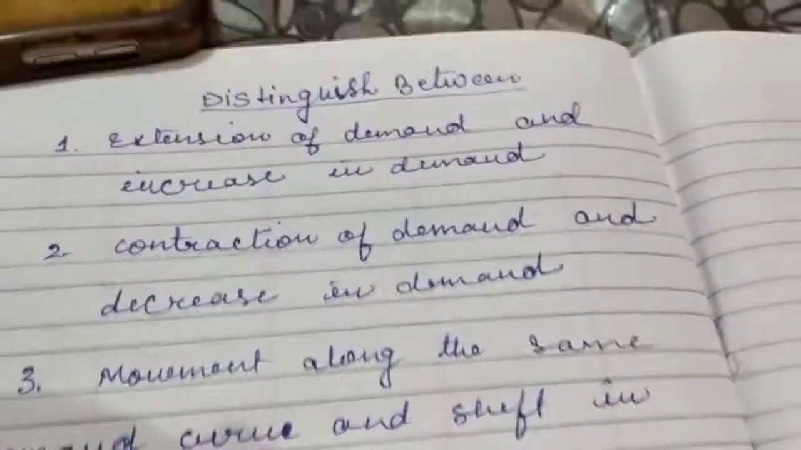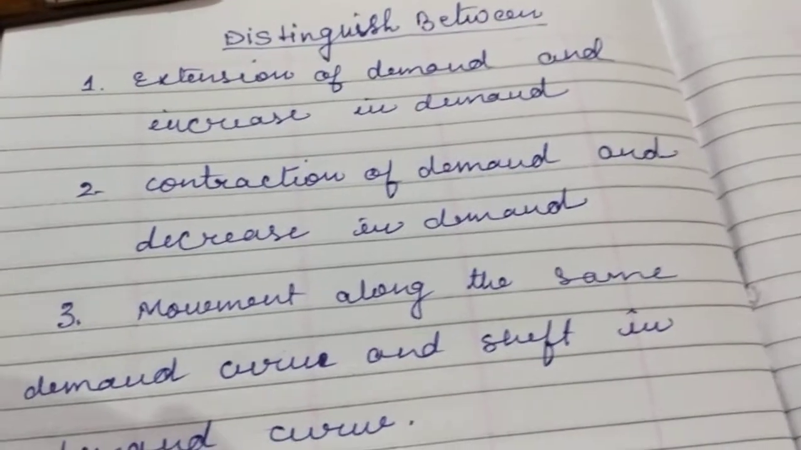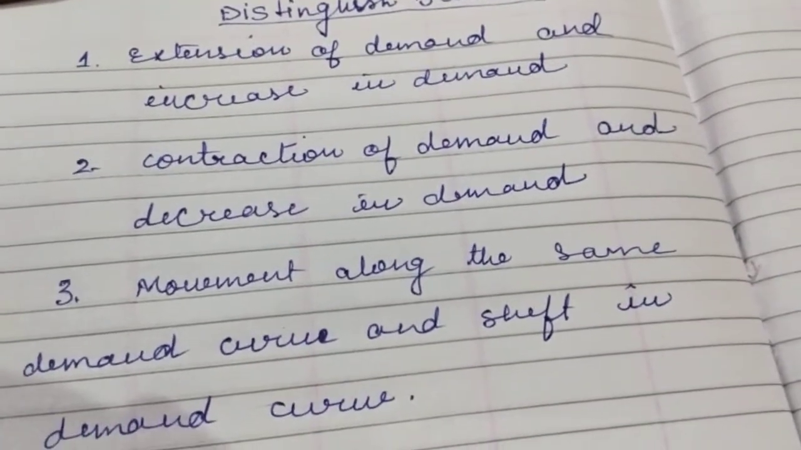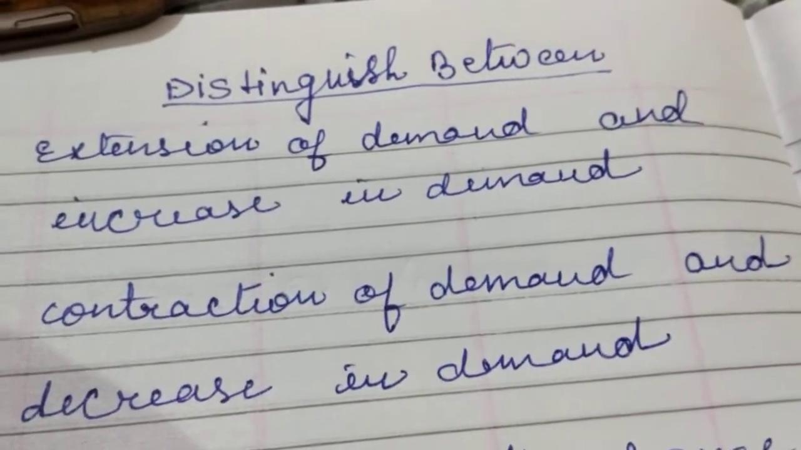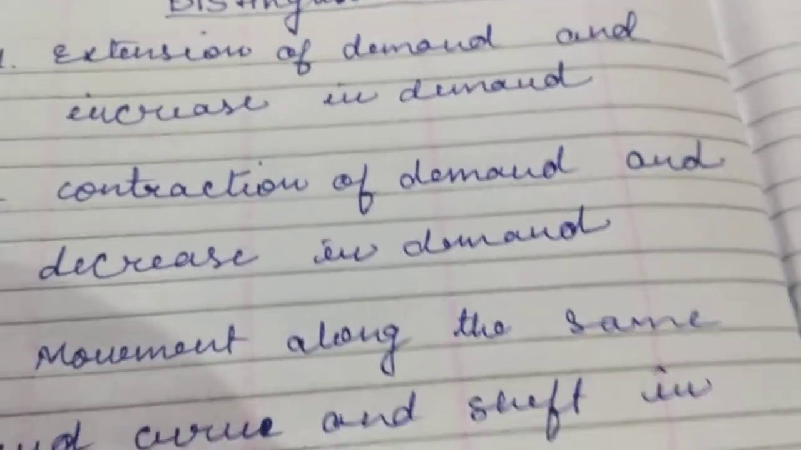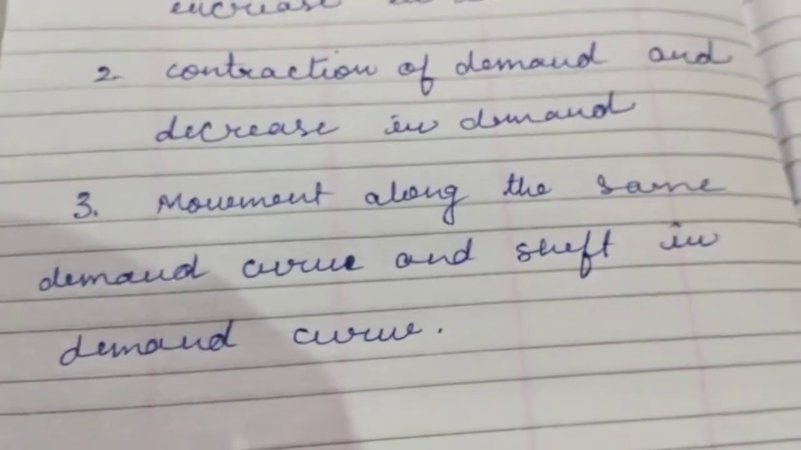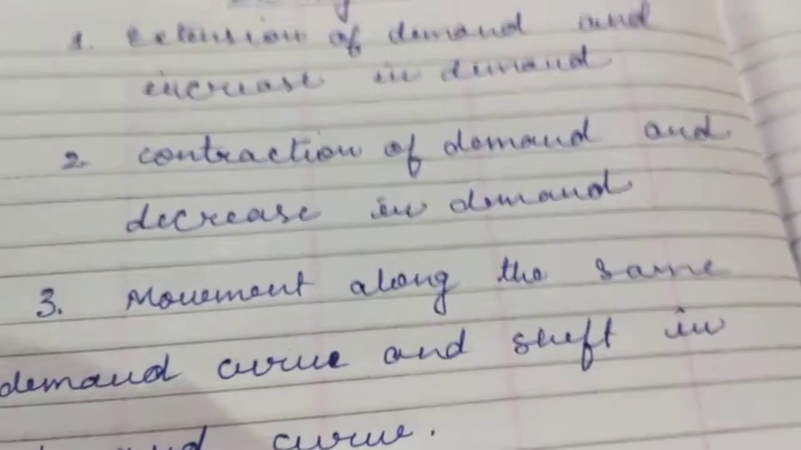Now, children, we have to do distinguish between, as I told you. We'll do three distinguish between. The first one is extension of demand and increase in demand. The second one is contraction of demand and decrease in demand. And the third one is movement along the same demand curve and shift in the demand curve.